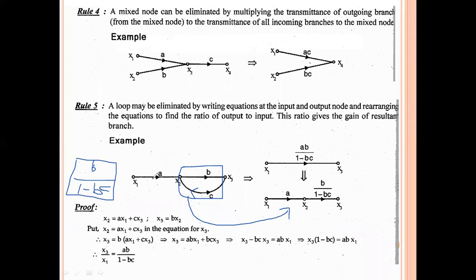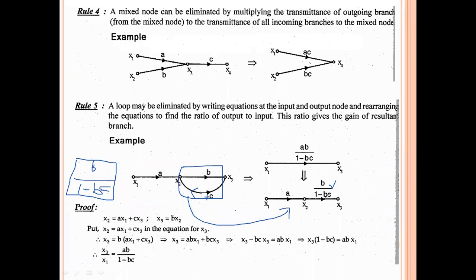So before, between x1 and x2 we are having a branch transmittance A, which will be the same. From x2 to x3 we're having a loop. We just eliminated this positive feedback loop, because this C term is positive, there is no negative mentioned here. That means this is a positive feedback loop. So this positive feedback loop is eliminated by simply keeping a branch having a transmittance B by 1 minus BC, as we have seen in block diagram reduction also, same process. So you can see B by 1 minus BC.